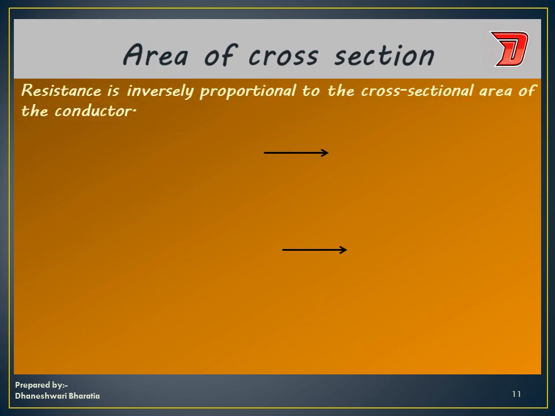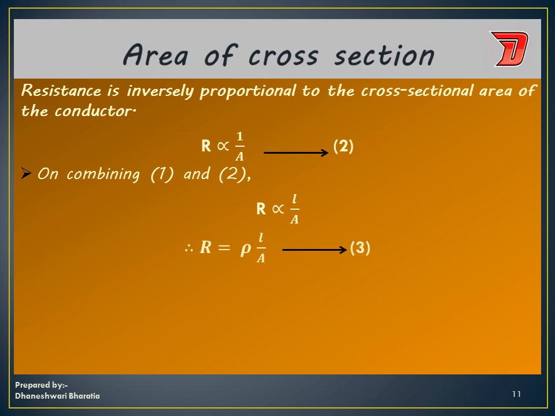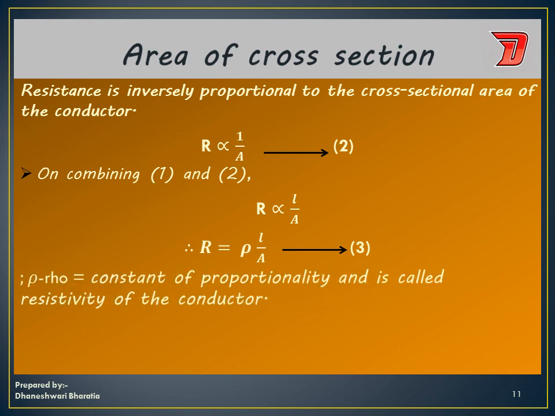Next is area of cross section. It is inversely proportional to the cross sectional area of the conductor, that is R is inversely proportional to A, where R is resistance and A is cross sectional area. If we combine 1 and 2, we get R proportional to L upon A. Now if we remove the proportional sign, we have to add a constant there, here this is rho, a constant of proportionality called the resistivity of the conductor. Please remember all three formulas.